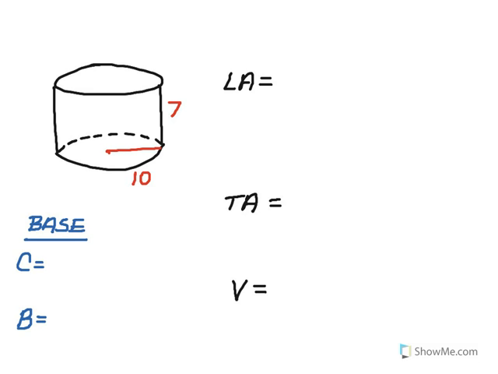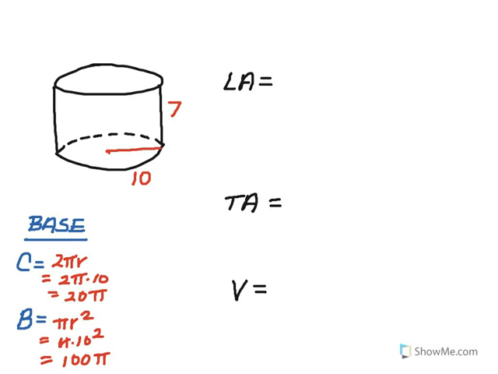So I always recommend finding the perimeter or circumference of the base and the base area first. So the circumference of the base is 2 times pi times the radius. So in this case, it's 2 times pi times 10, or 20 pi units. The base area is pi r squared, so that is pi times 10 squared, or 100 pi square units.